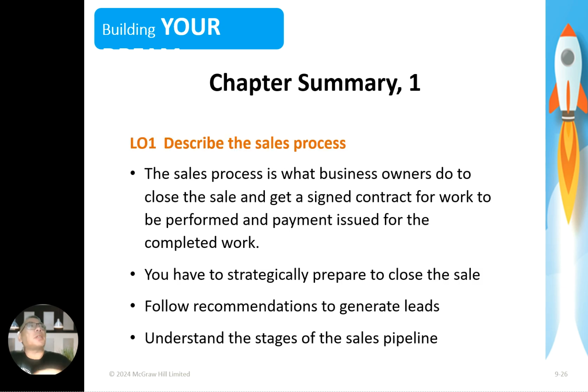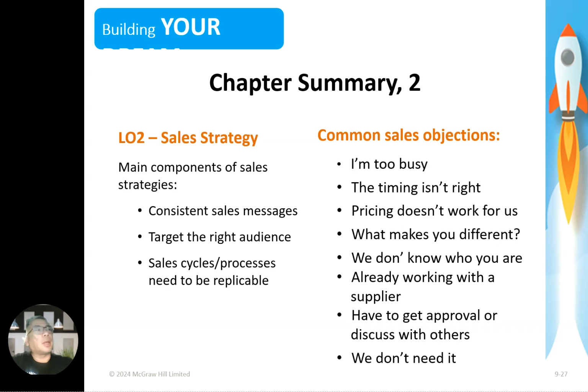So, in the summary, describe your sales process. In this particular chapter, describe your sales process. The sales process is what a business owner does to close the sale. You have to strategically prepare to close the sale, follow recommendations and generate leads, and understand the stages of the sales pipeline. And this is chapter 2, sales strategy.